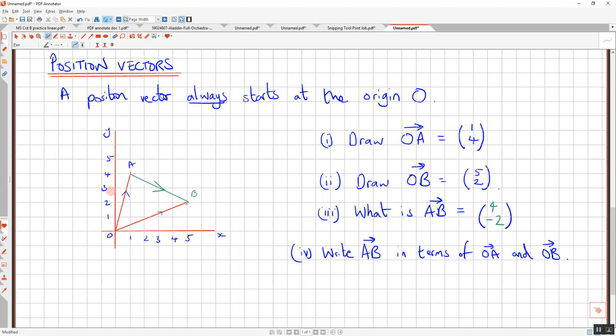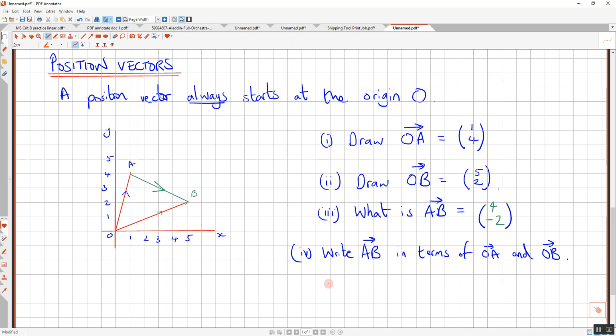Okay. Right. So, in order to write AB in terms of OA and OB, looking at this. Now, the way that we've just worked this out, 4, -2, we actually looked at it. We counted across 4. But the way that we want to start thinking about it going forward is you're starting at A. This is why I quite like these, because you're looking for the roadmap. You're going from A to B.